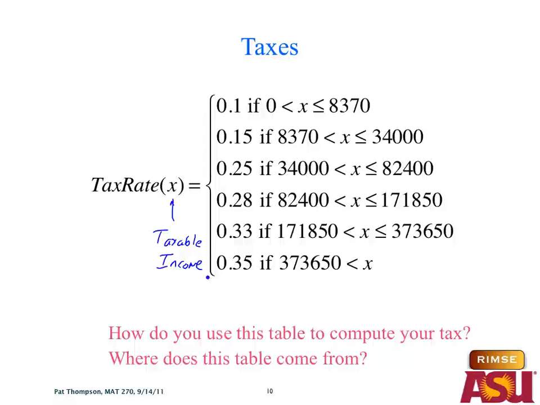Victoria? The output is... Wait, you were saying X is the taxable income? Yeah, the input is taxable income, and the output would be the tax rate. Yeah, so it's the rate. So here's the question. The output is a tax rate. Is it the tax rate on all of your taxable income, on all the dollars that you made that year?